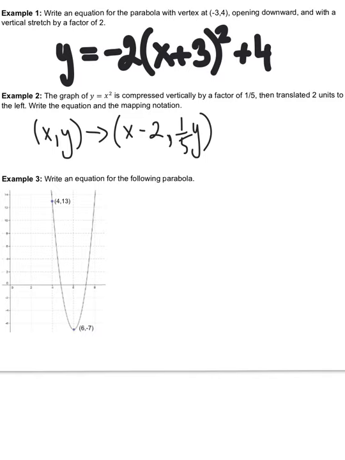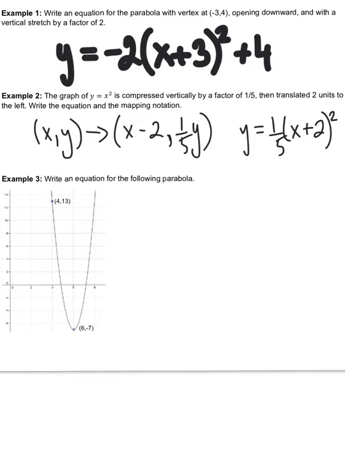And our equation is going to be y is equal to 1/5, right? That's our a value. And then (x plus 2) squared. And we don't have any vertical translation, so we don't really need a c value.